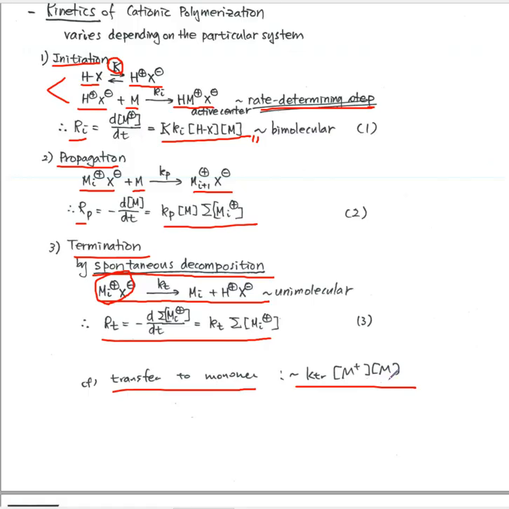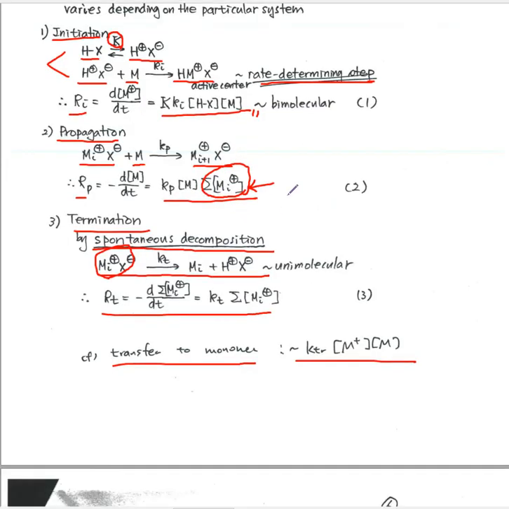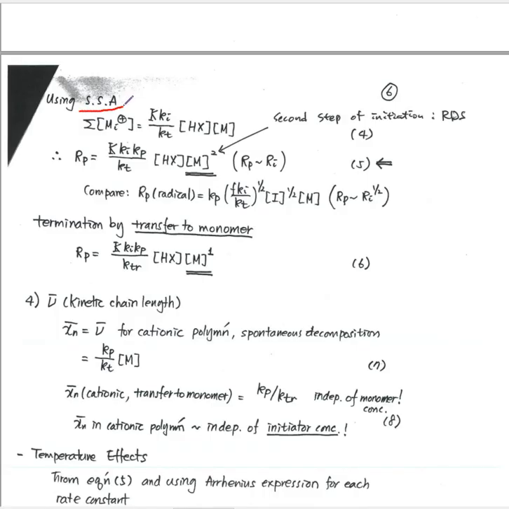Then the overall reaction rate of the cationic polymerization should be the propagation rate, right? But there is a cation concentration, which is not really useful. So, similar to what we used in dealing with free radical polymerization, we can use the steady state approximation to replace this cation concentration part.